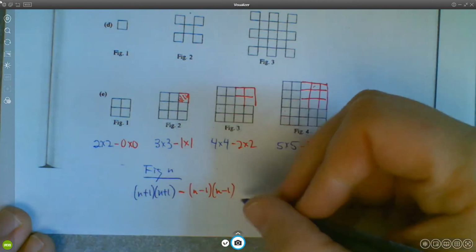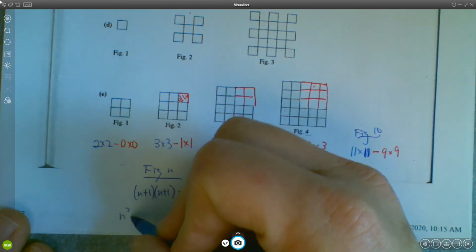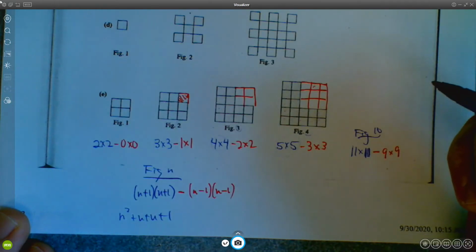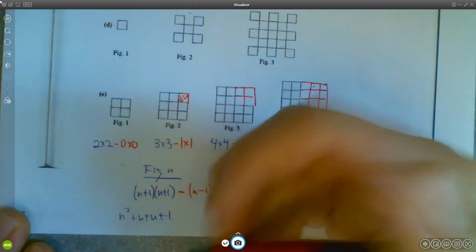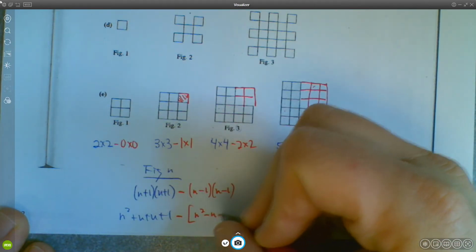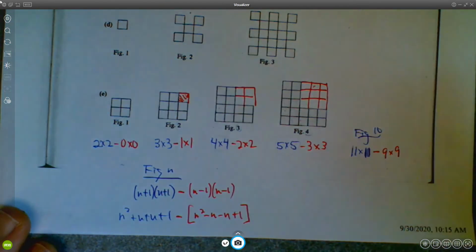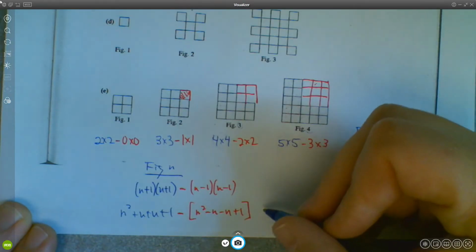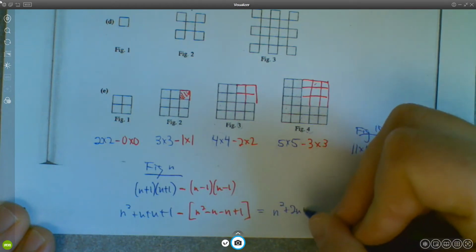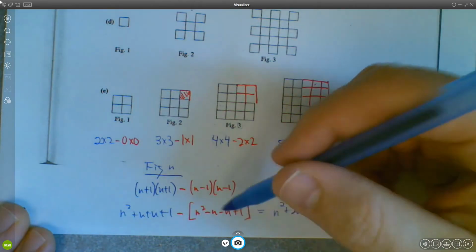And then we can work that out, right? So we have to FOIL both of these. We get n squared plus n plus n plus 1. And for the red part, we get n squared minus n minus n plus 1. Well, I'm going to simplify that. So we have n squared plus 2n plus 1 minus an n squared, and now here let's be careful.